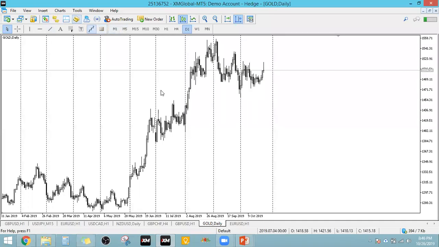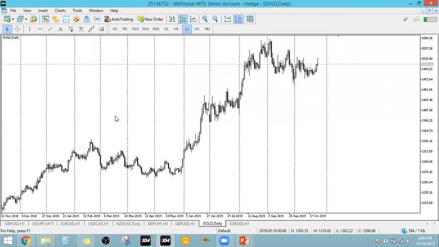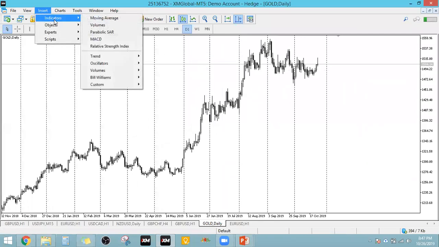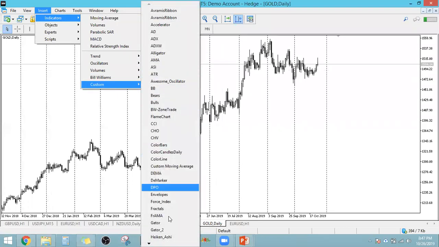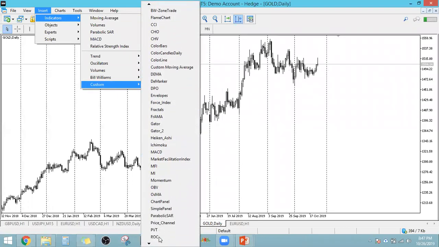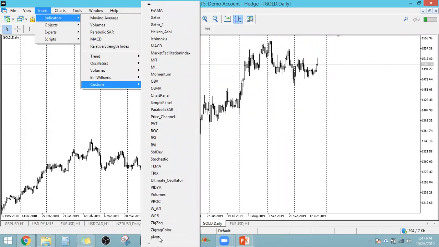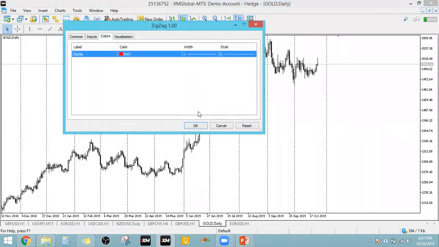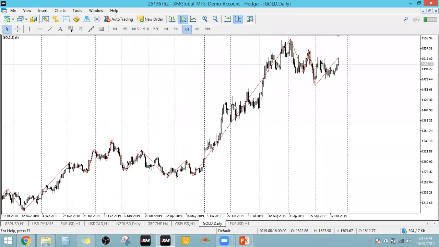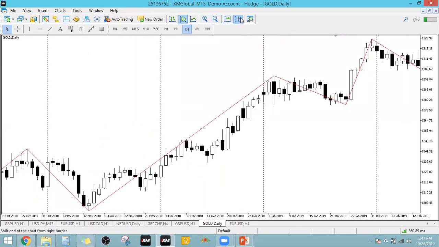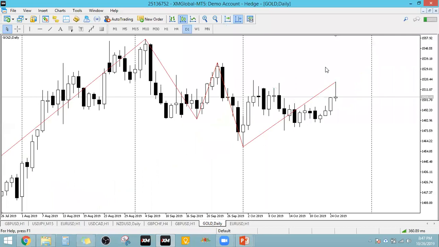And kung nahirapan kayo hanapin yung swing sa market, you can get the help of your zigzag indicator. Nandito siya, no? Insert indicators, custom, and then let's go with zigzag all the way down here. Ang gagawin lang niya is hanapin yung swings for you. Looking at the recent swings of your gold, ito yung recent swing sa taas at saka ito yung recent swing sa baba, no?